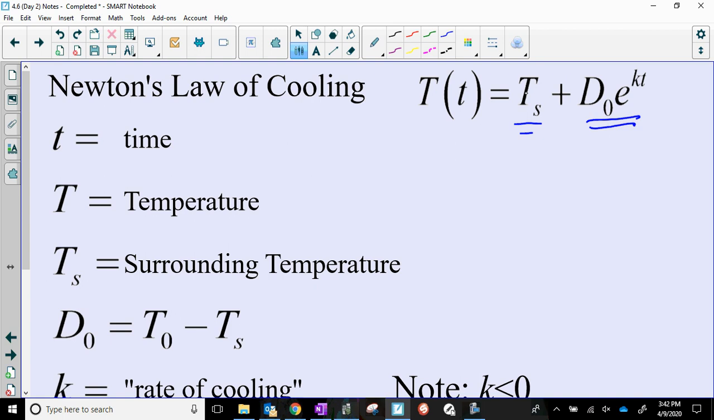Okay. Well, this T_S right here is the horizontal asymptote at room temperature, called the surrounding temperature. So the S is surrounding temperature. What this D sub 0 is, is the distance between the room and the item at the very beginning. So if you take your item and subtract your surrounding temperature, you get this D sub 0.